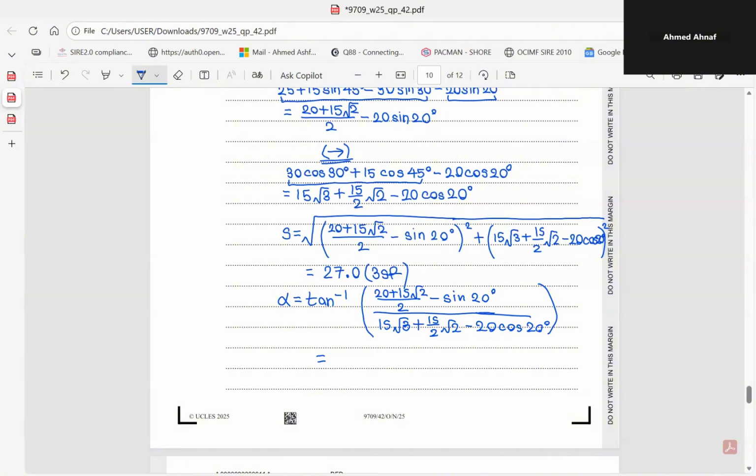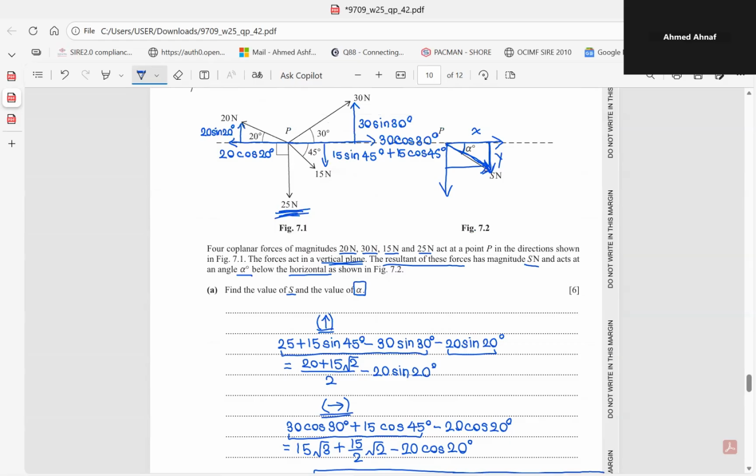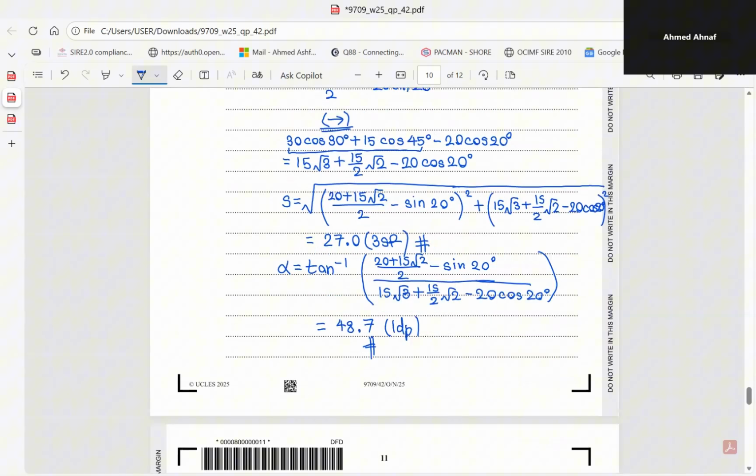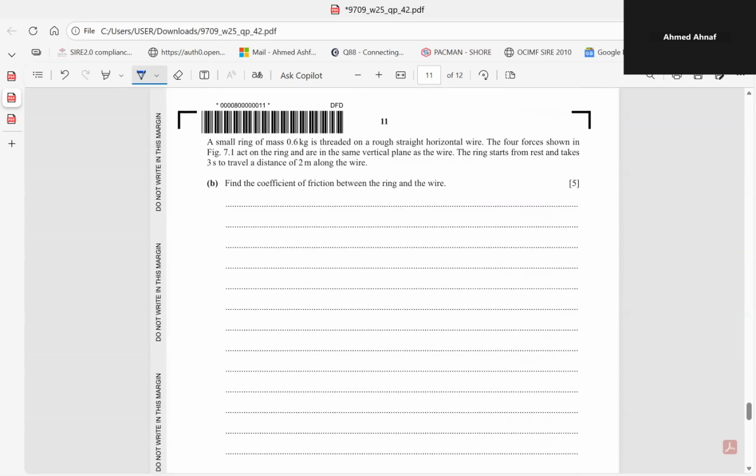So tangent inverse of 20 plus 15 square root 2 over 2 minus sine 20 over 15 square root 3 plus 15 over 2 square root 2 minus 20 cosine 20 degrees. Okay, then you'll get 48.7. The degrees is already given, so one decimal place. So these would be our final answers for the first part. Let's move on to the last part.